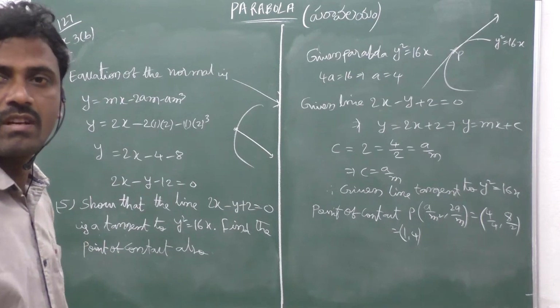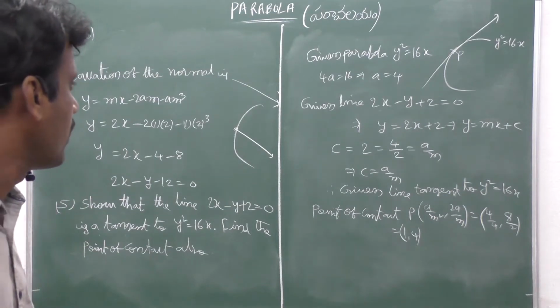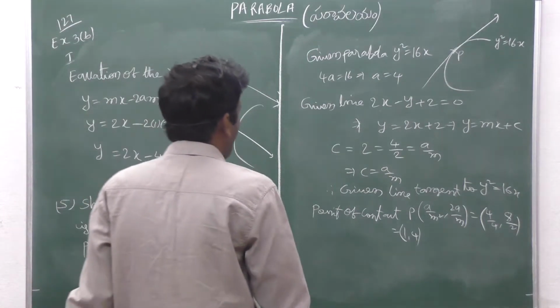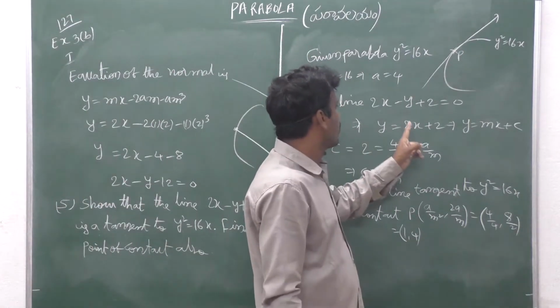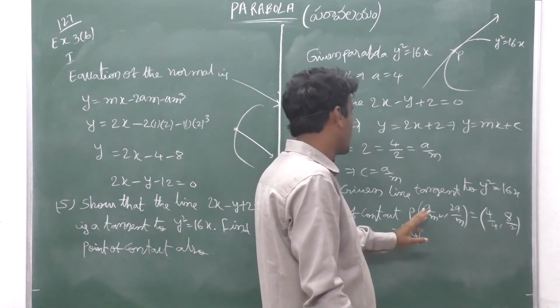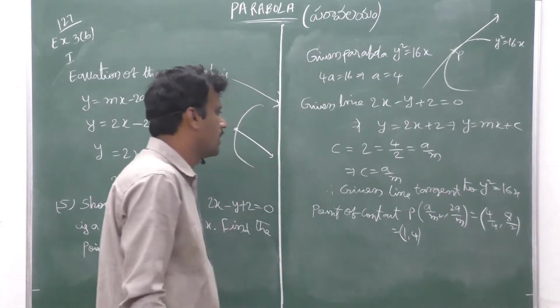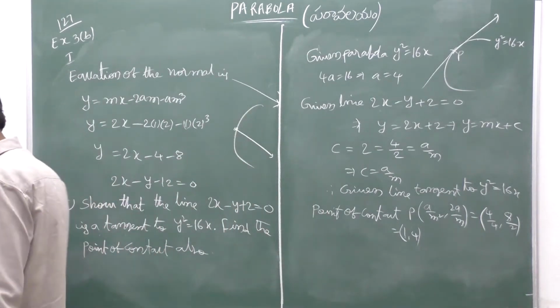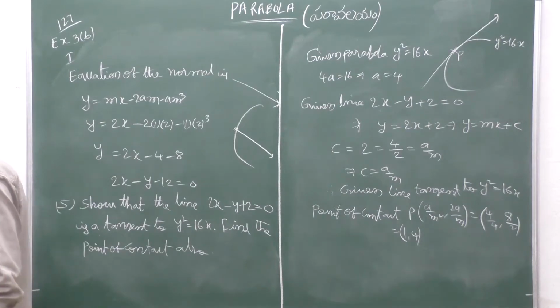The given line 2x − y + 2 = 0 is converted to y = mx + c, that is c = 2, m = 2, a = 4. Therefore, c = a/m, so the given line is a tangent. The point of contact, as we already know, is (a/m², 2a/m). That is problem number 5.